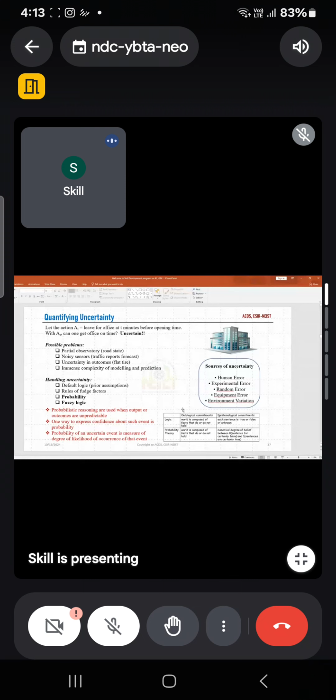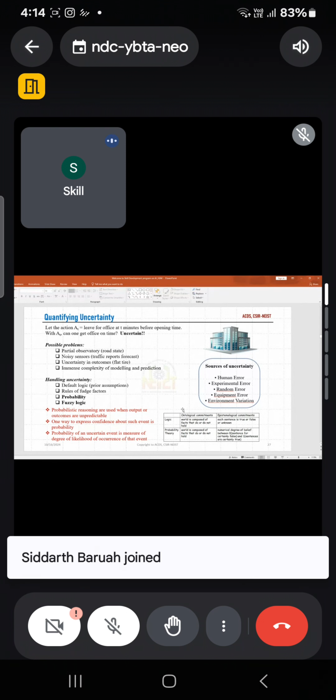Partial observable road state. So partially observable means we cannot observe the full state of the system. For example, in this situation, while predicting whether the person can reach the office on time or not, it is difficult to predict because of the road condition or the traffic condition, and the data might not be complete for the condition.